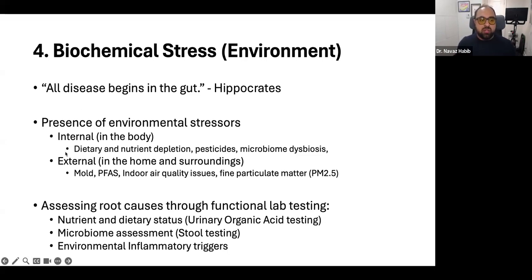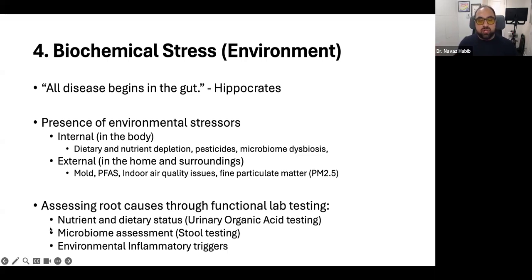So we have to look at internal toxins, the presence of internal stressors such as dietary and nutrient depletion, pesticides, microbiome dysbiosis is very important. On the external side, mold, toxic pollutants and indoor air quality issues, fine particulate matter, PM 2.5. These are those tiny fine particulate matter that need to be addressed from a biochemical stress perspective. And these are all going to push our bodies into a state of feeling biochemically and physiologically unsafe.